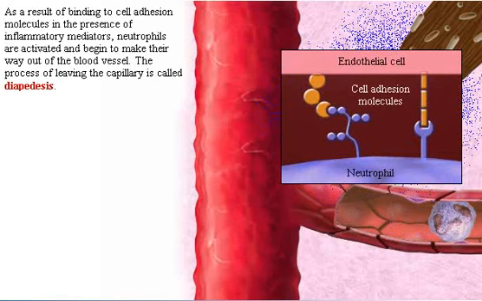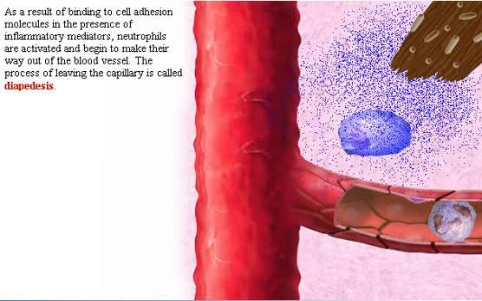As a result of binding to cell adhesion molecules in the presence of inflammatory mediators, neutrophils are activated and begin to make their way out of the blood vessel. The process of leaving the capillary is called diapedesis. Click the neutrophil to see diapedesis.